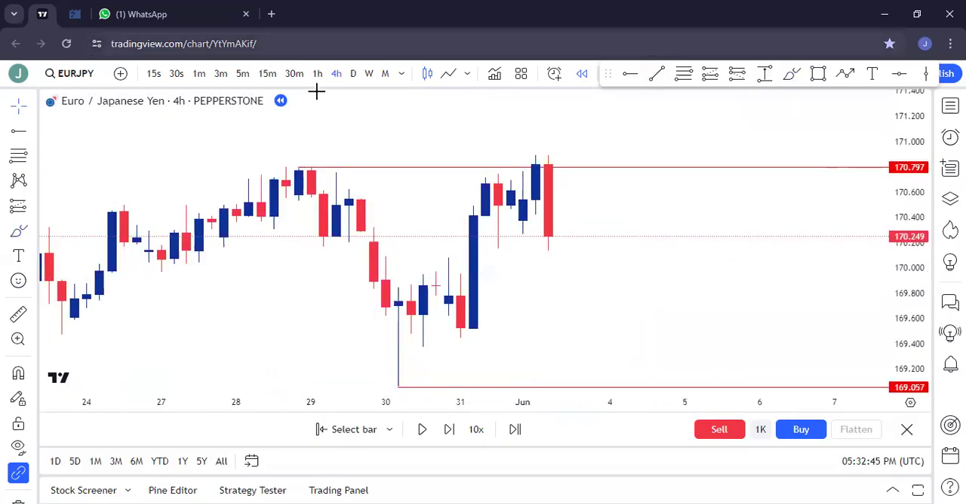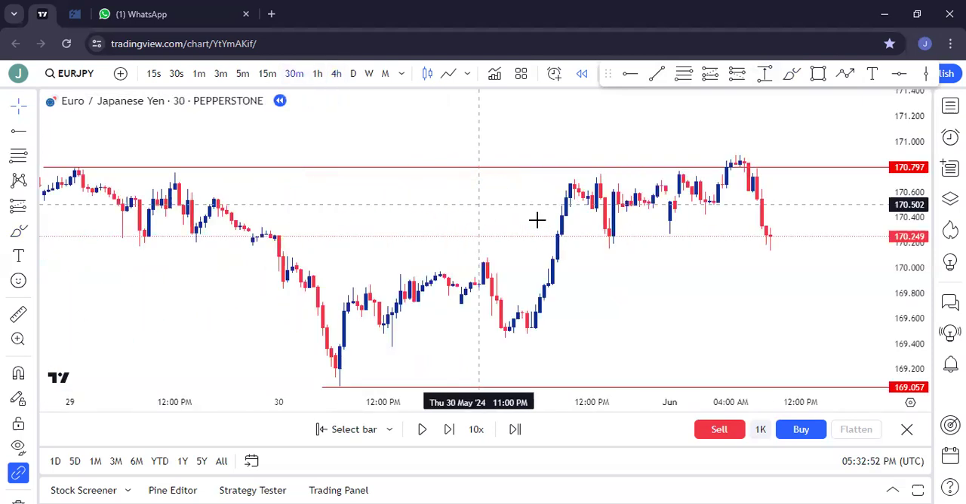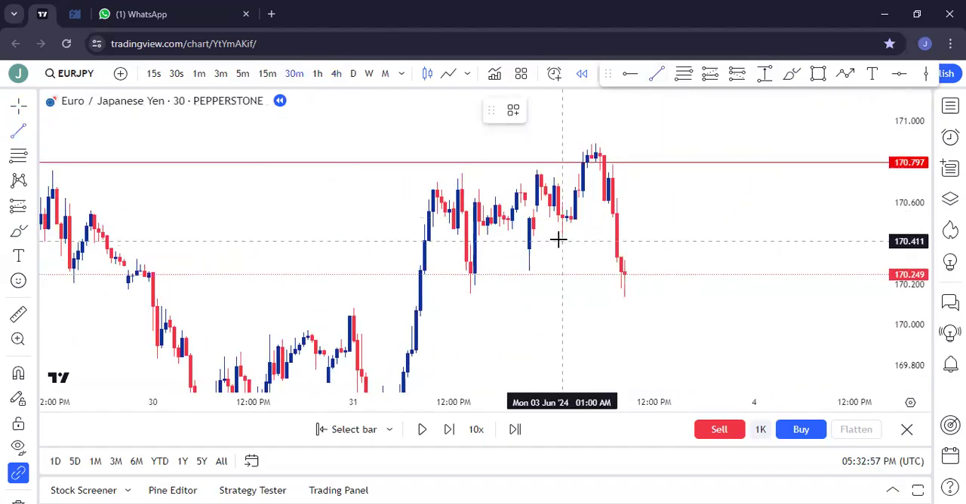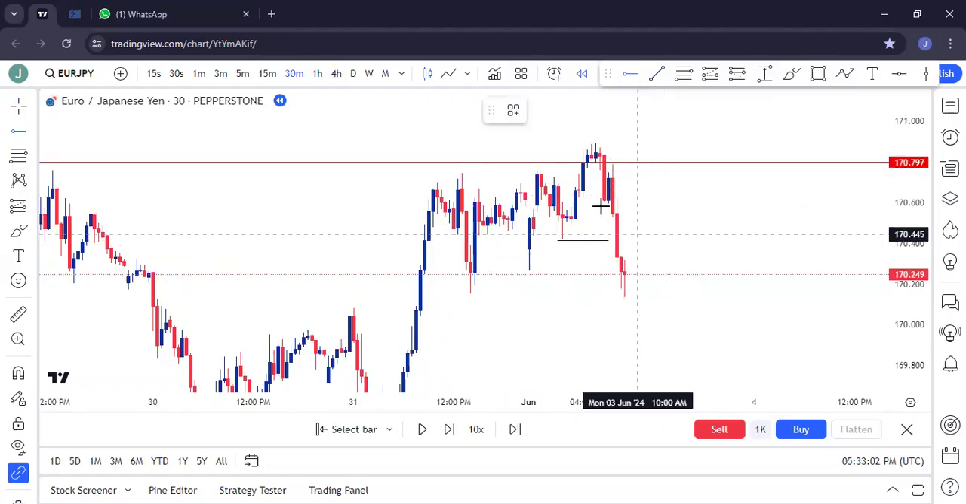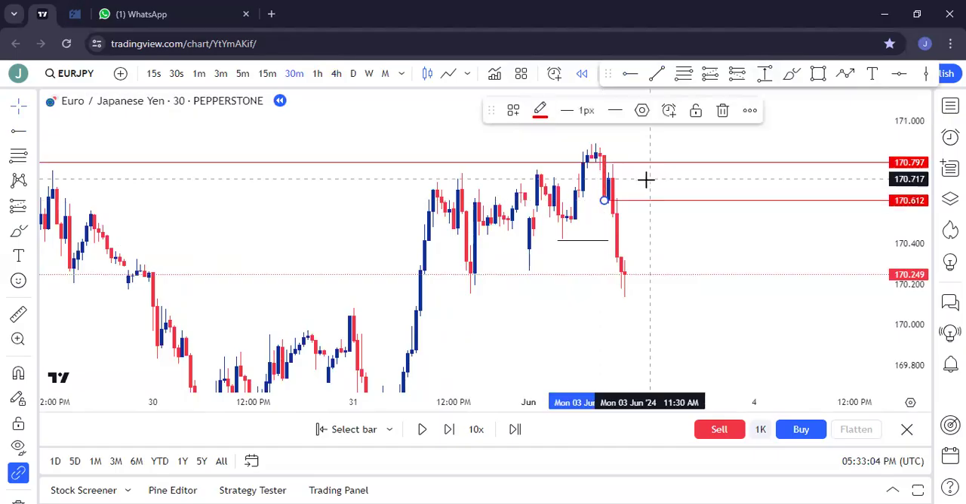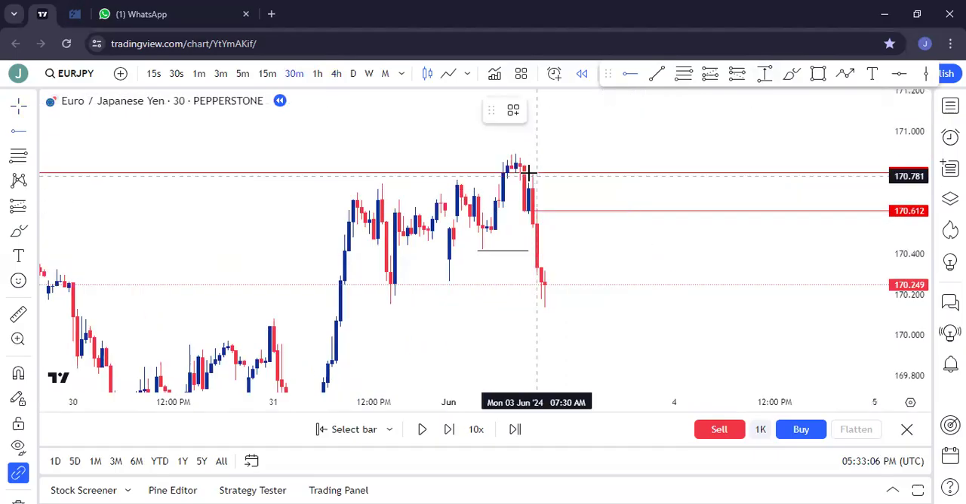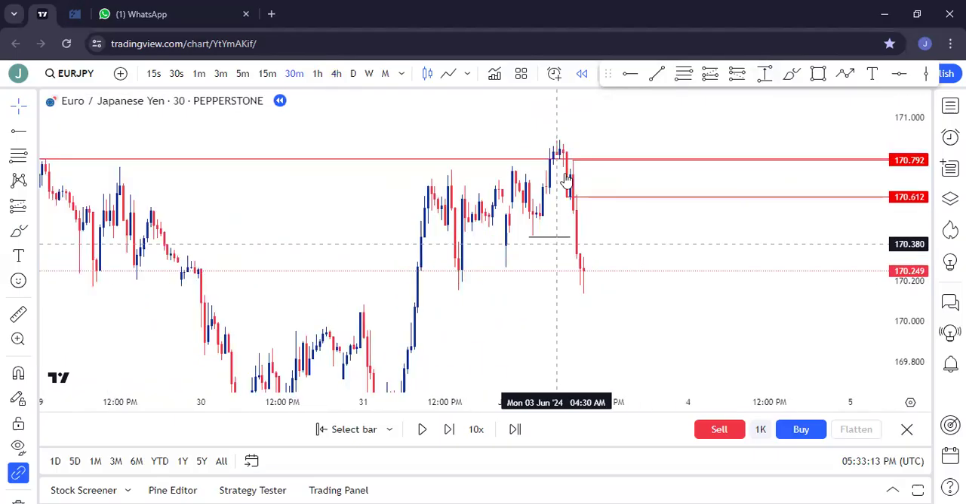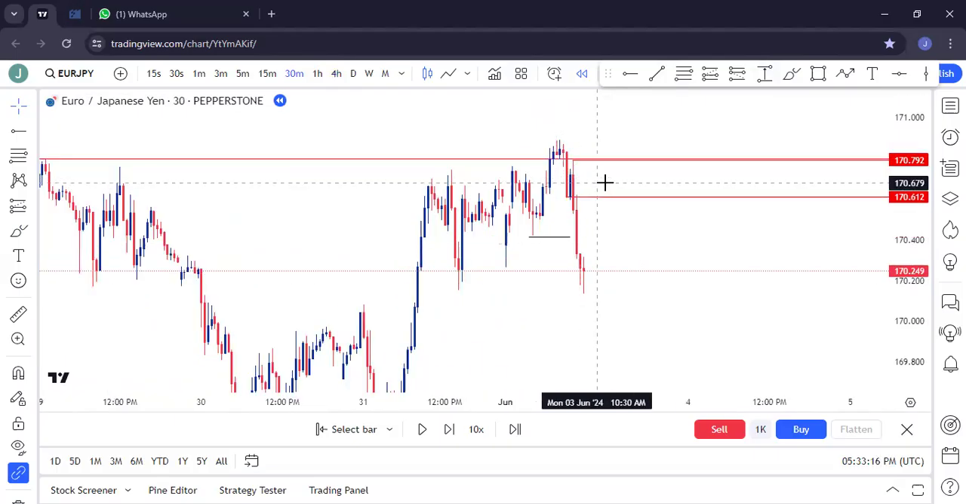Yes, sir. So now we are in the 4-hour. The coordinated time frame is 30 minutes. So in the 30 minutes, we have a change of character with inside formation. You see there? So now is where we're supposed to put our entries.